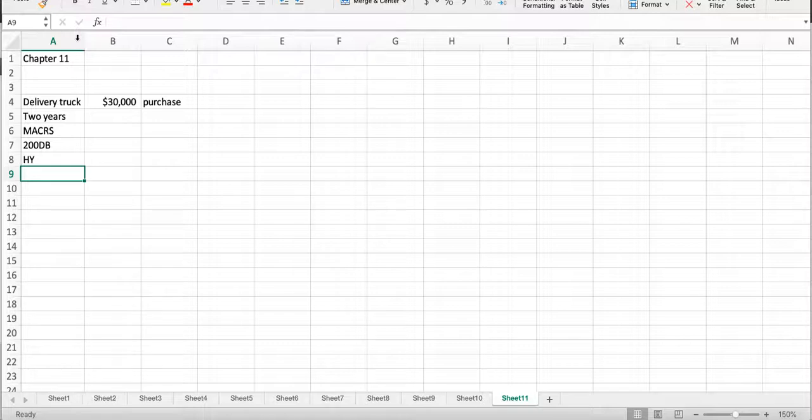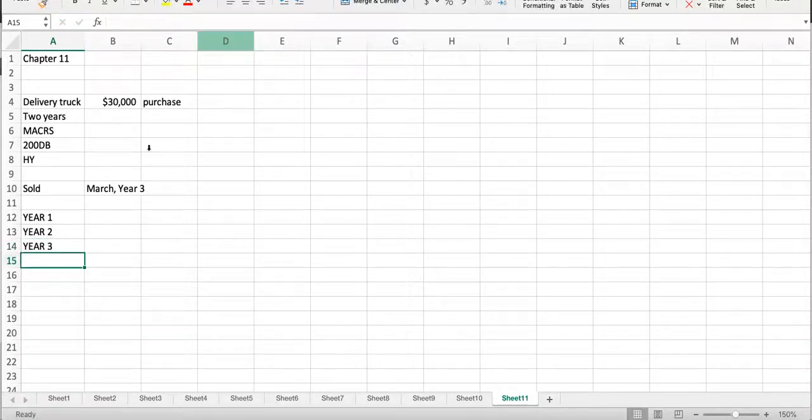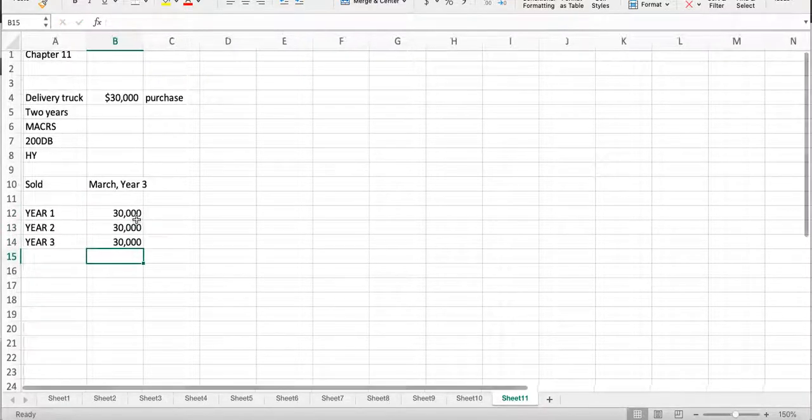So assuming that they used the truck until it sold in March of year 3, what depreciation expense can it claim on the truck for years 1 through 3? And so this is just a simple, using your MACRS tables. We have year 1, year 2, and year 3. Our basis in every year is $30,000. And then we have our rates.